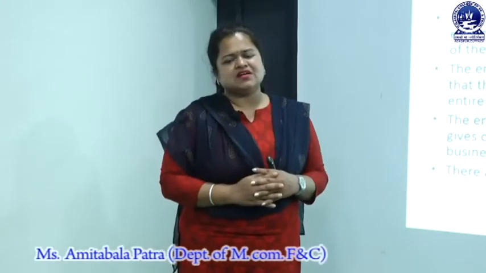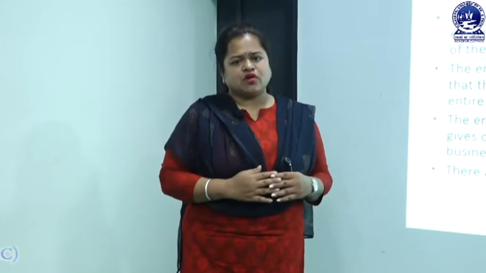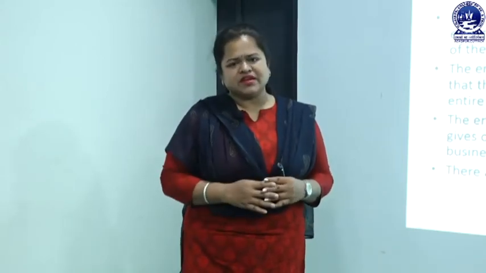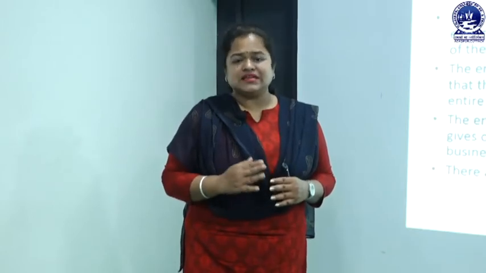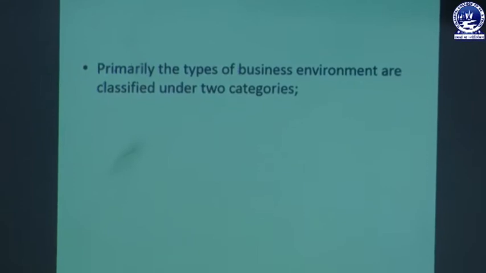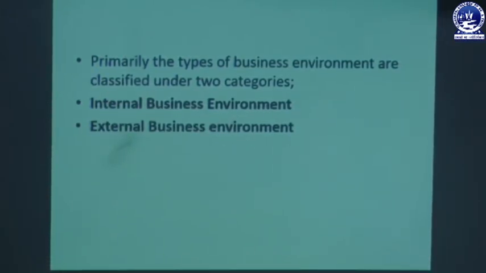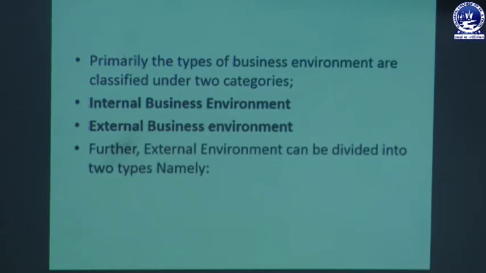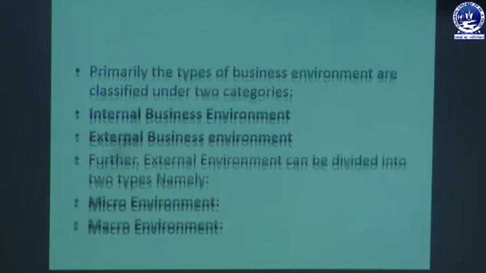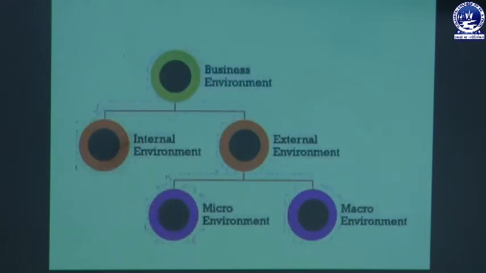So, this business environment is of different types according to the nature of the components or the factors. This business environment is categorized broadly into internal environment and external environment. So, primarily the types of business environment are classified under two categories, the internal business environment and the external business environment. The external business environment is further divided into two types, namely the micro environment and the macro environment. So, this is what a business environment is, in which we have the internal environment factors and external environment factors, and in the external environment we have the micro environment and the macro environment.